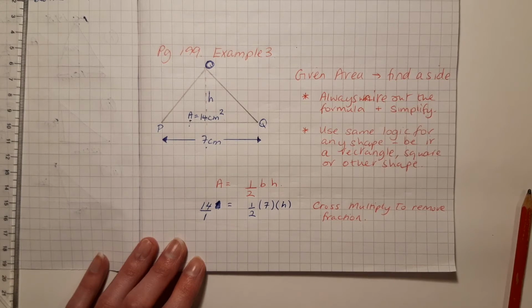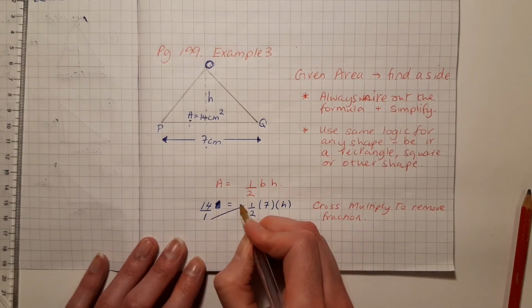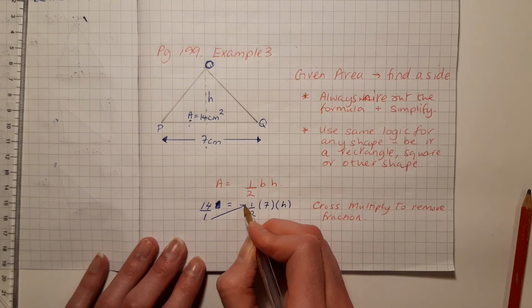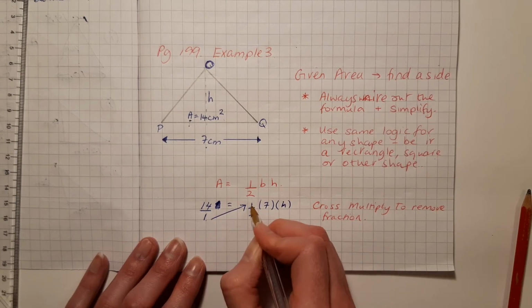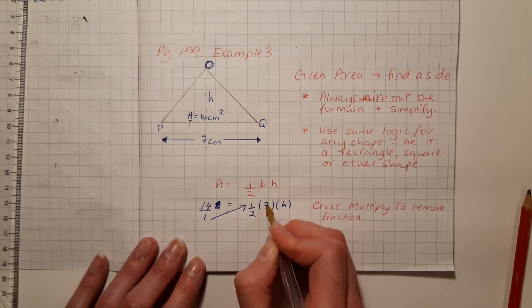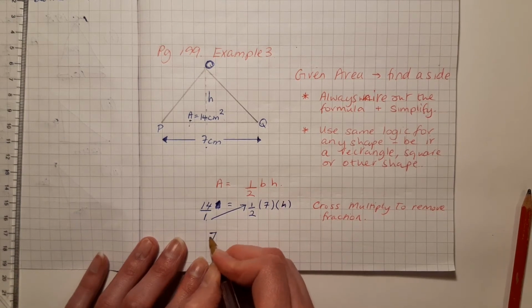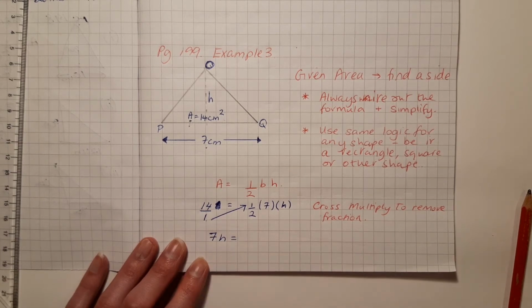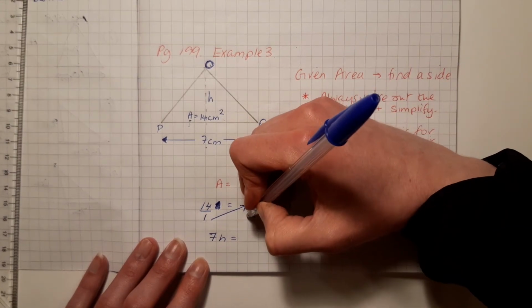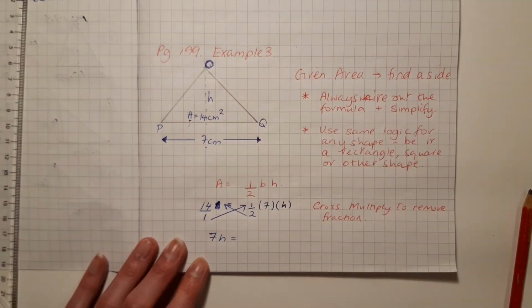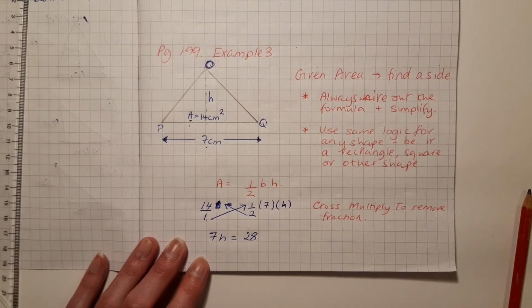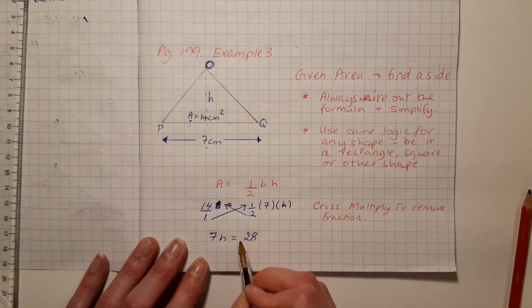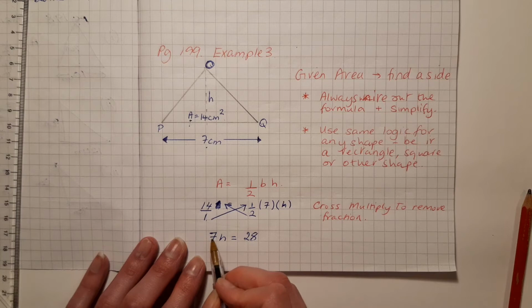By cross multiplying, what I mean by this is you're going to multiply 1 by 1, which is 1, by 7 by h. So 1 by 1 is 1, 1 by 7 is 7, 7 by h is 7h. And when I cross in the opposite direction, it's going to be 2 multiplied by 14. And 2 by 14 is 28. Okay, so I have 7h is equal to 28.